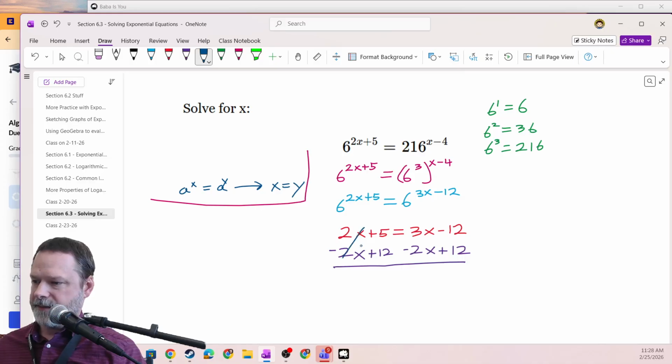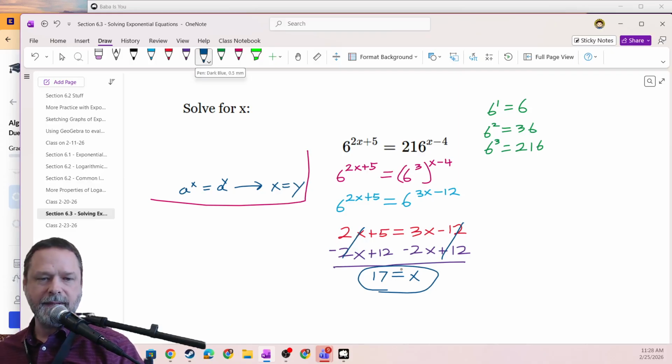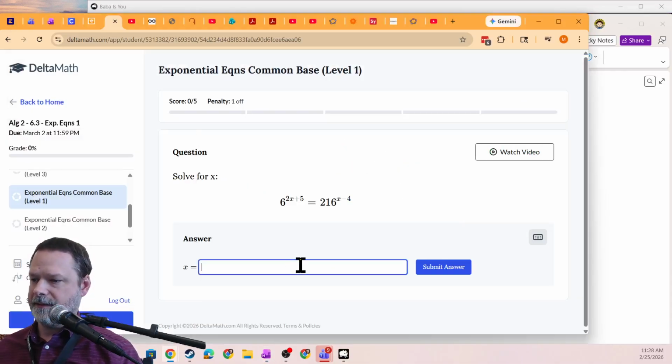And so 2x minus 2x is 0. 5 plus 12 is 17. I get 17 equals 3x minus 2x, which is x. Negative 12 plus 12 is 0. Okay, great. I'm done. I solved it. X equals 17. Finished. Complete. Too easy. Can't believe how easy that was.